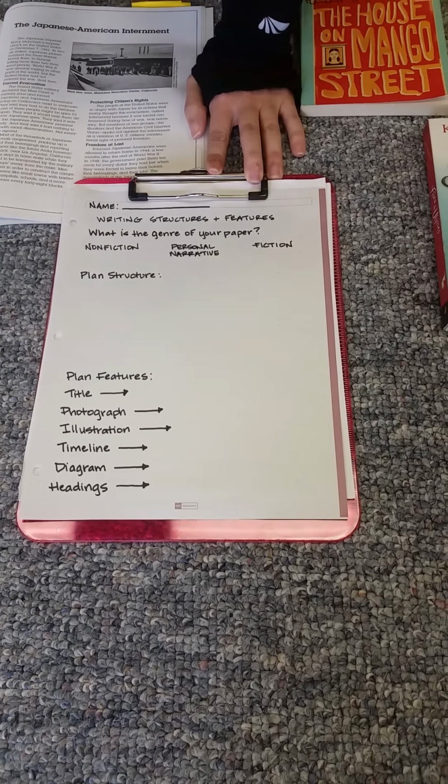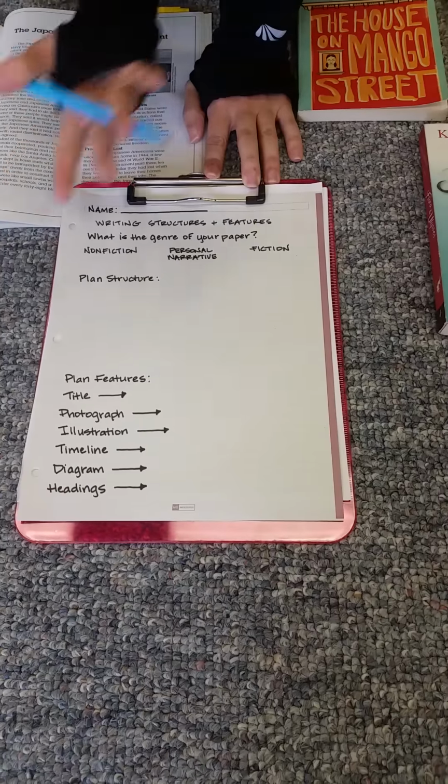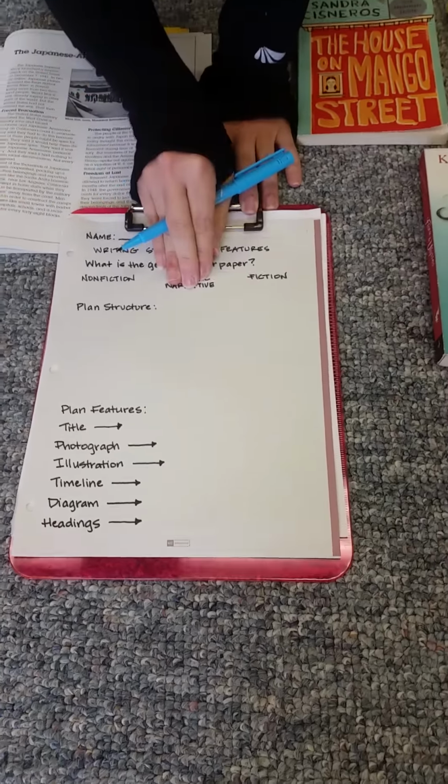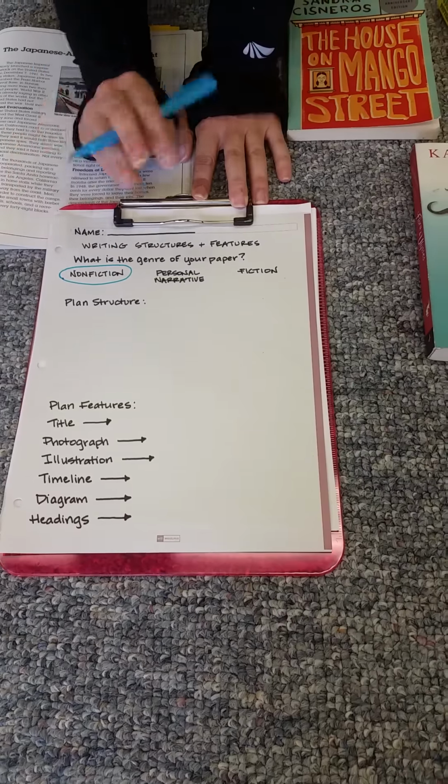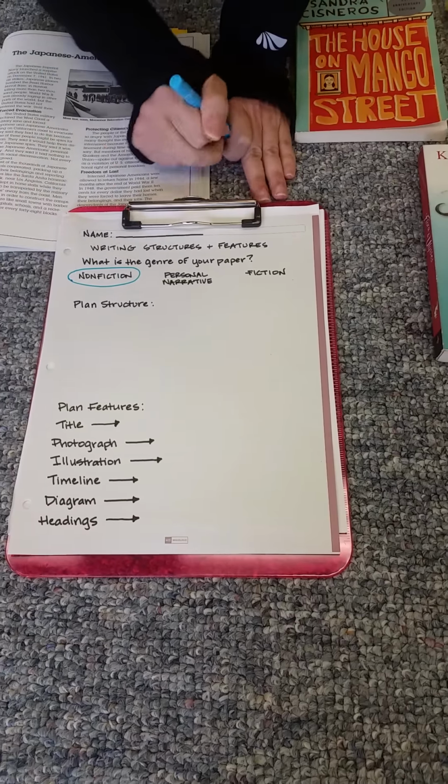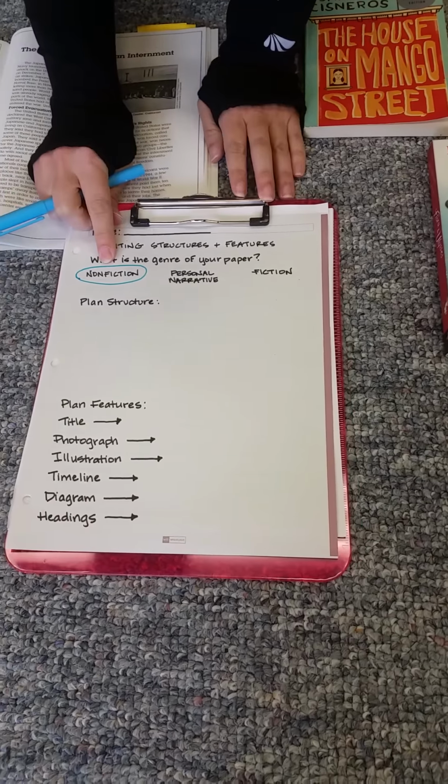So personally, I'm writing about music, and so I'm not going to write about it from my life, and I'm not making up a story. I'm going to describe something to my reader. So I'm choosing nonfiction. I'm going to make sure to circle nonfiction on my paper.